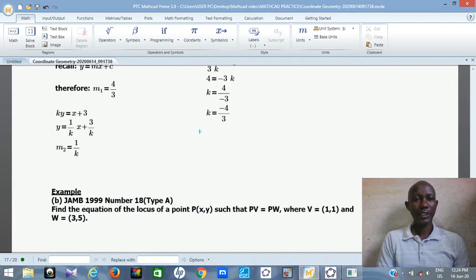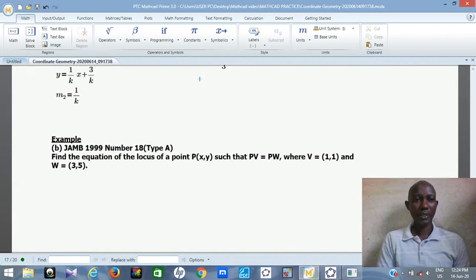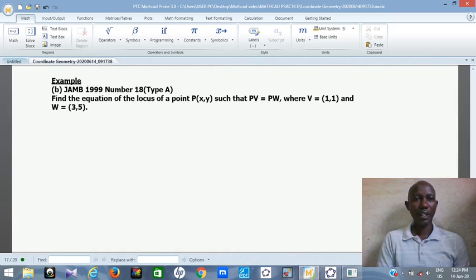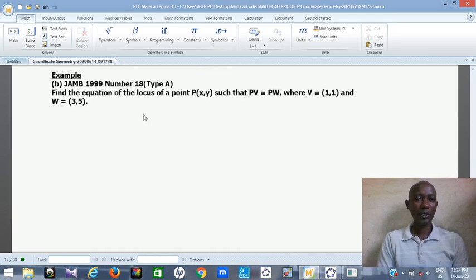So this one I'm taking from 1999, number 18. It's also a type A question, and the question says find the equation of the locus of a point P(x, y). So this is the coordinate of a point on the locus. When we say a locus, we are talking of a set of points that are formed according to a particular rule. And most times this set of points are along a particular line. The locus can be a straight line, a circle, or a curved line. It just depends on the locus.